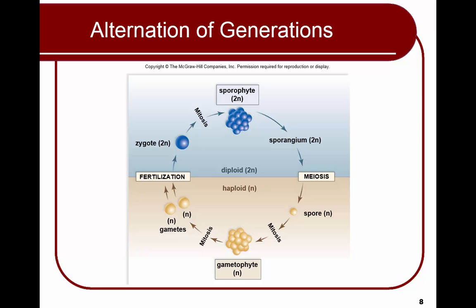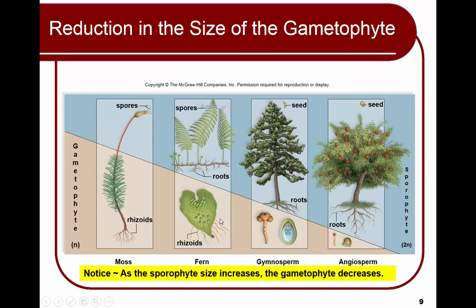And this is also in your textbook. You see at the top the sporophyte, which is diploid, that will produce with sporangium the spores that are haploid that will produce the gametophyte. And then you have fertilization of the gametes producing the zygote, which becomes the sporophyte, and the sporophyte produces the spores, which produce the gametophyte, and you see how it just alternates as you go through.